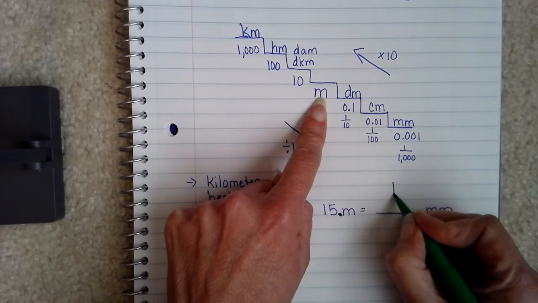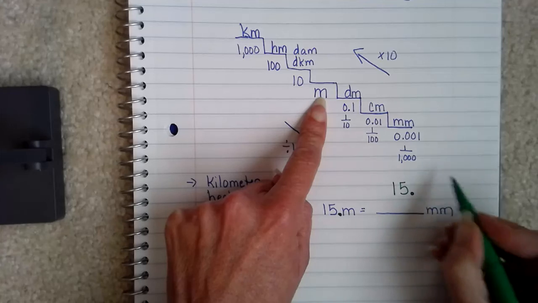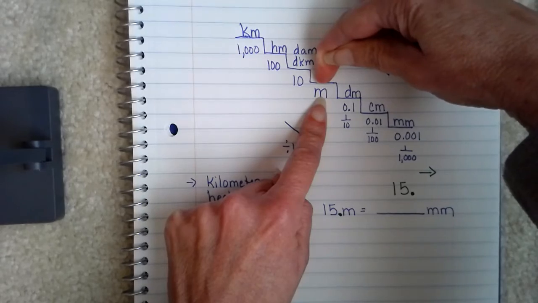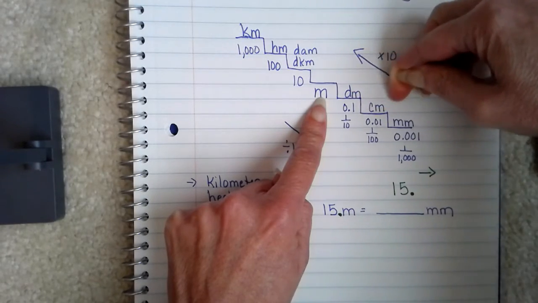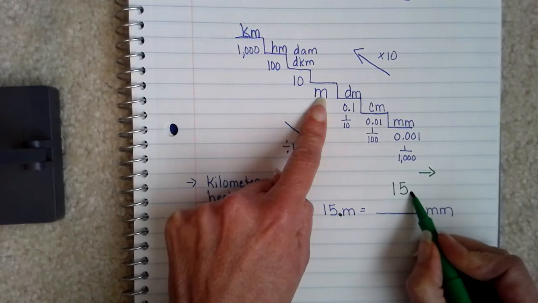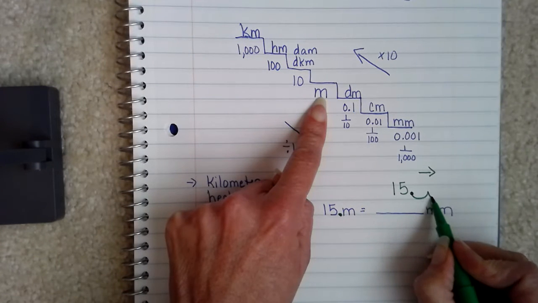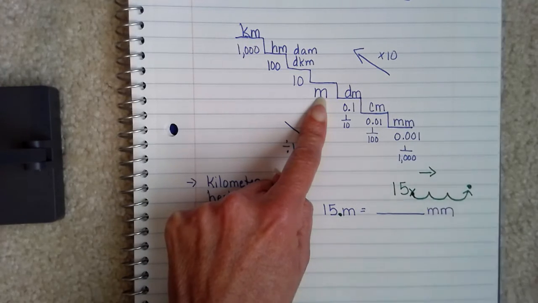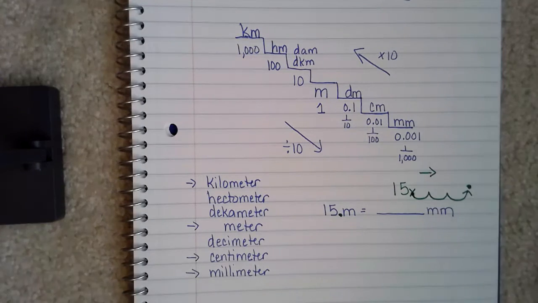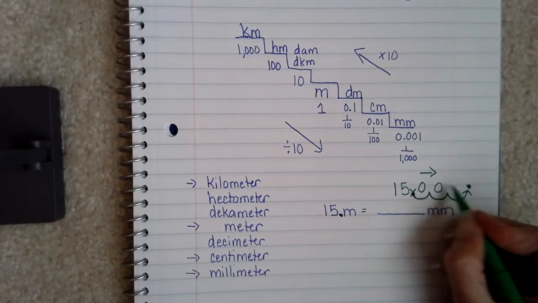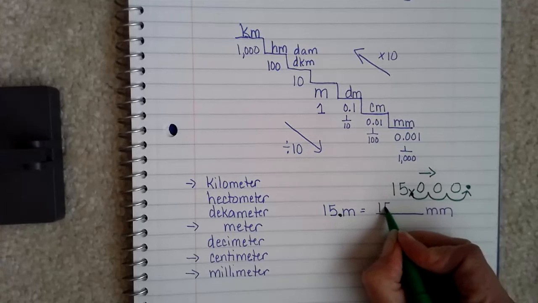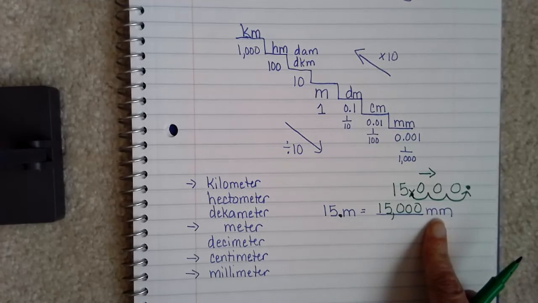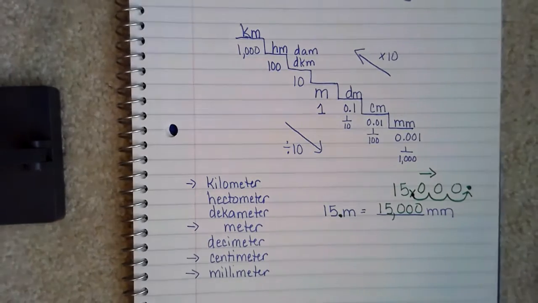So if I have 15 with my decimal point, it's going to move to the right. I need to look at how many steps I'm going to take. I'm at meters: 1, 2, 3. So I'm going to take my decimal point to the right 1, 2, 3, and that's where my decimal point is going to move. Now, what do you suppose I'm allowed to put in there? That's right, I can put in some zeros. So now my new number is 15,000. There are 15,000 millimeters in 15 meters.